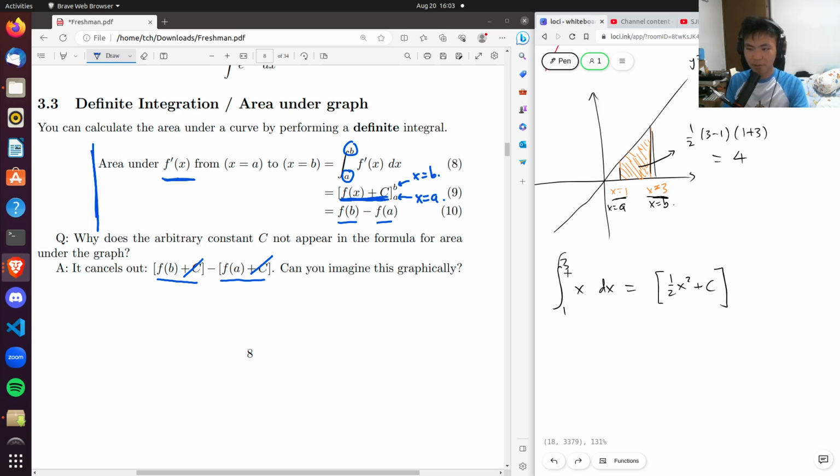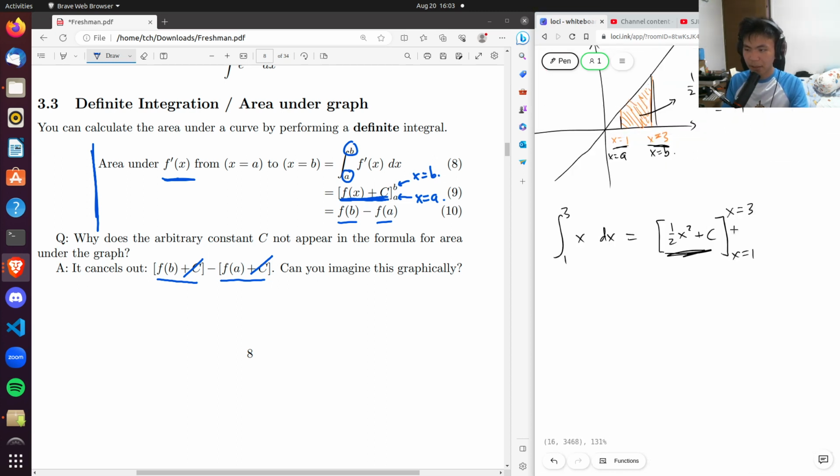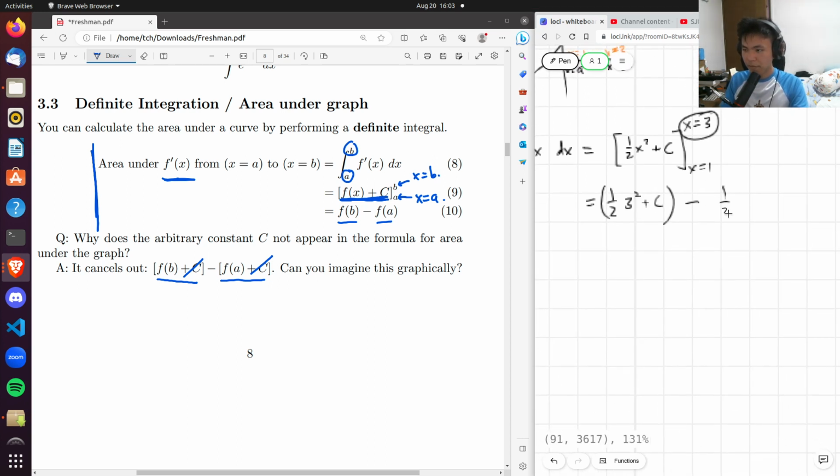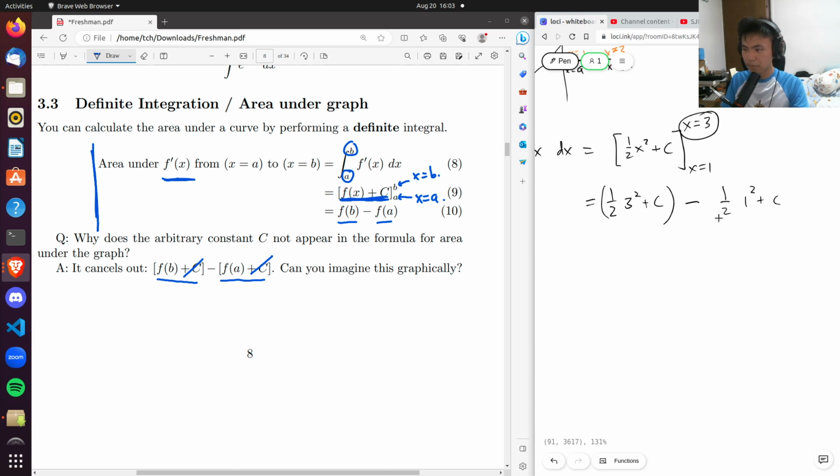But because I have these two endpoints over here, I need to substitute the two endpoints into the function, and I usually denote it as this, right? Or even to be more precise, to be more clear, I'll write this. So I'm evaluating this function at these two endpoints, and I'm taking the difference of the result. So this will be half of 3 squared plus c, which is evaluating it here, minus half of 1 squared plus c, which is evaluating it here. And I'm taking a difference of these two values.